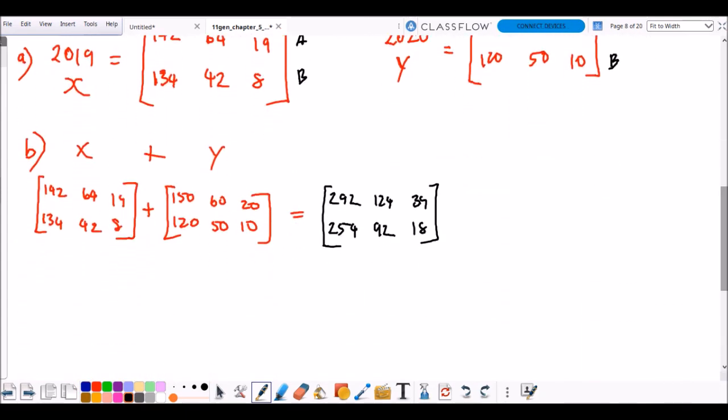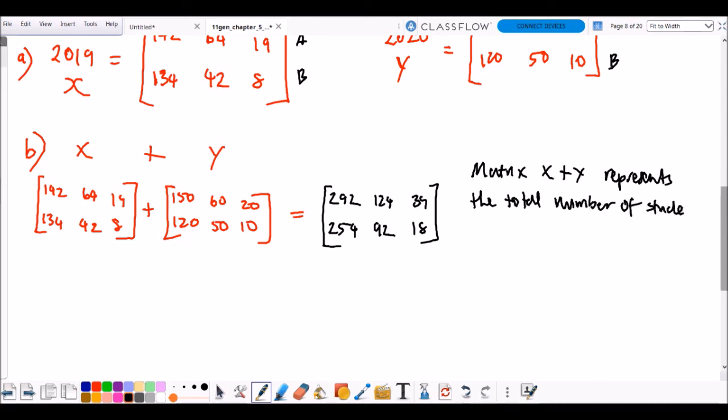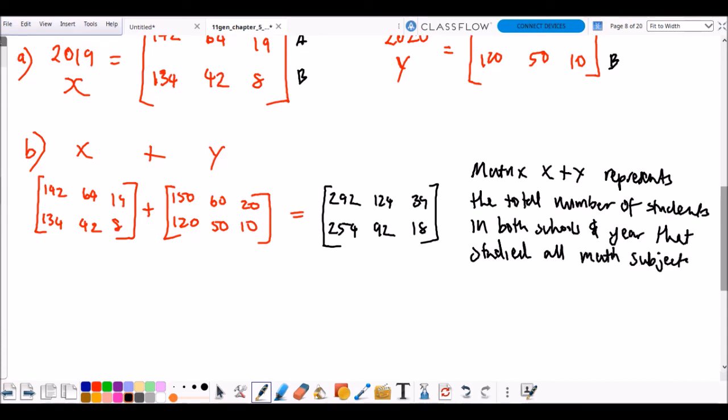So you would write matrix X plus Y represents the total number of students in both schools and year levels and years that studied all math subjects. Okay, so that's the total.